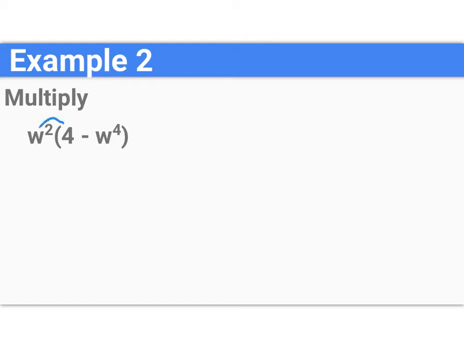So we're going to distribute and distribute. So you got 4w squared minus w to the 6th power, because when you multiply, you add the exponents. So we're going to write negative w to the 6th plus 4w squared is the proper way to write that. Excuse my sloppy handwriting.